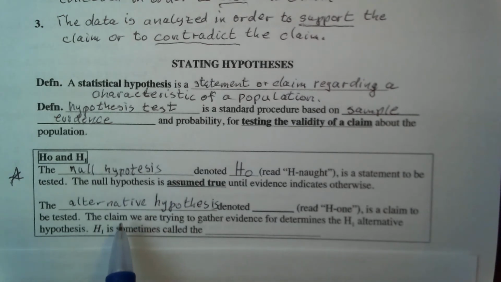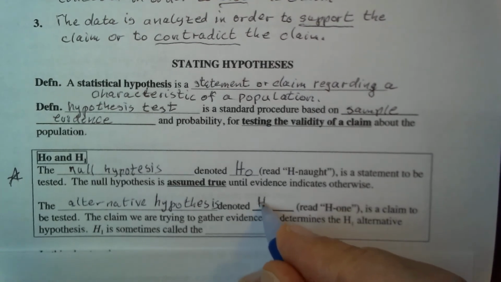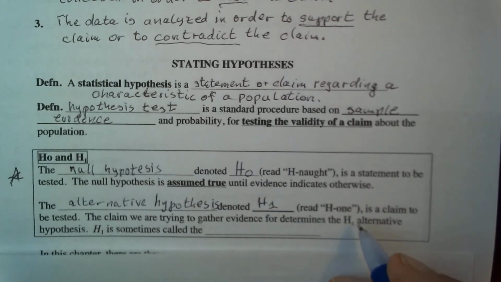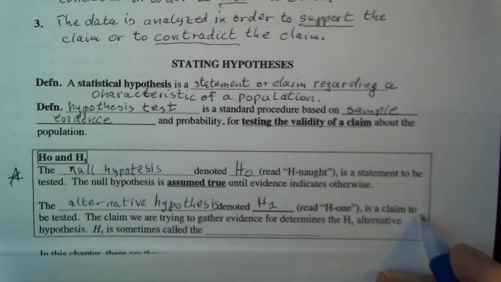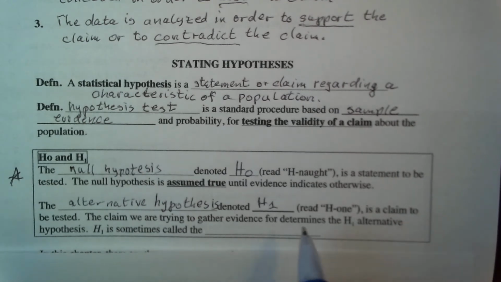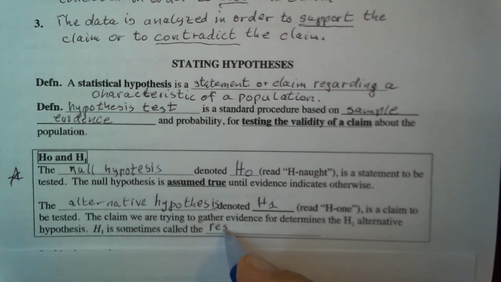The other definition is the alternative hypothesis, denoted H1, is a claim to be tested. It is the claim we are trying to gather evidence for. H1 is sometimes called the research hypothesis.